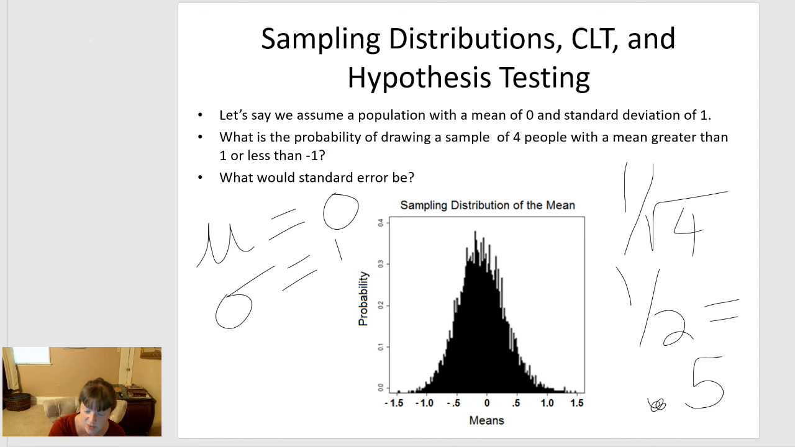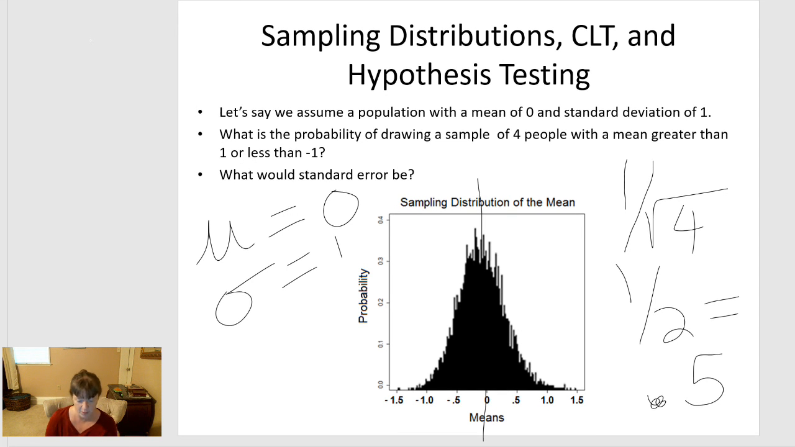And so notice that the average of all the averages is still 0, but now standard error is 0.5. So on this normal distribution, 68% of my sample averages would be between 0.5 and -0.5. 95% of my sample averages will be between 1 and -1. Not the raw scores, but my averages will be between 1 and -1, 95% of them, because standard error now is 0.5.